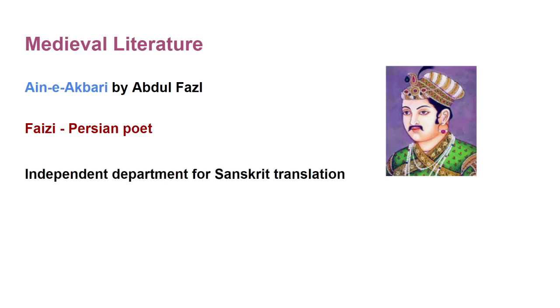Akbar established an independent department for translation of Sanskrit works like the Mahabharata, the Ramayana, the Atharva Veda, the Bhagavad Gita, and the Panchatantra. So Akbar established an independent department for the translation of ancient epics.